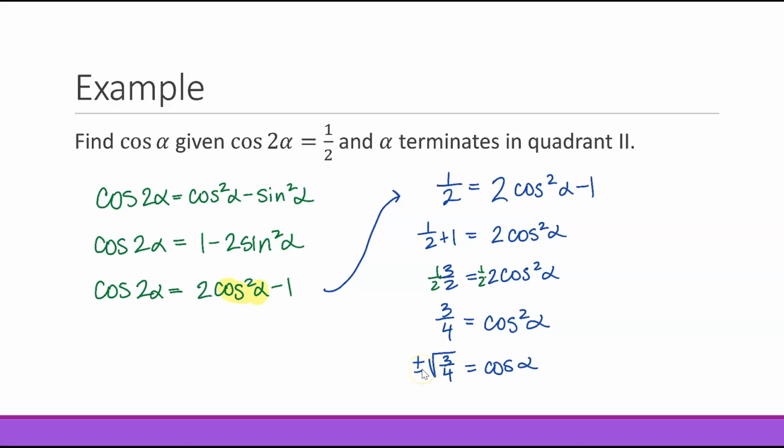This is 2 different answers. I can't have 2 different answers, so that's where I look to the fact that alpha terminates in quadrant 2. In quadrant 2, we know only the sine function is positive. So that means we're going to take cosine alpha to be negative the square root of 3 over 2. The square root of 4 is 2, so I can simplify that part, and I get this as my answer.